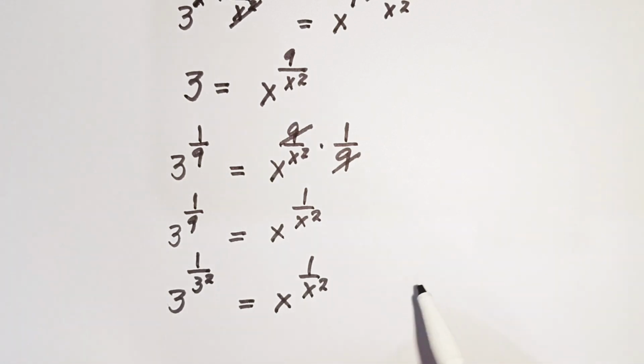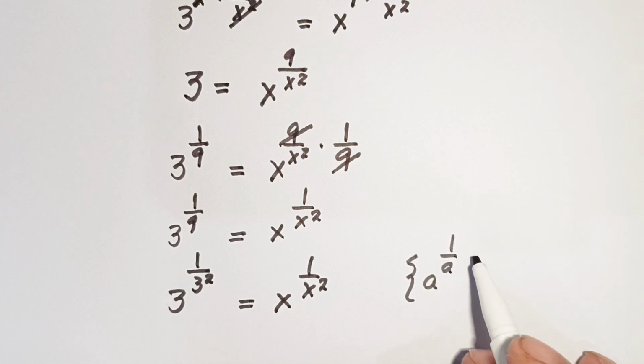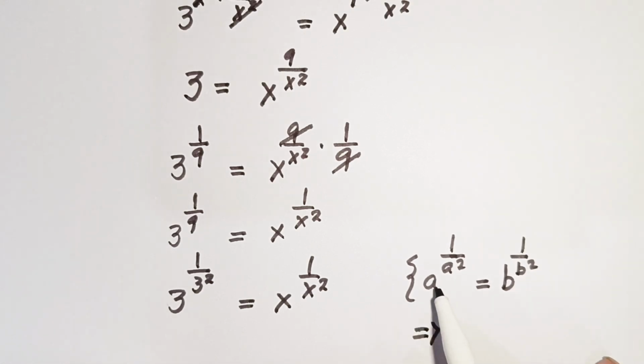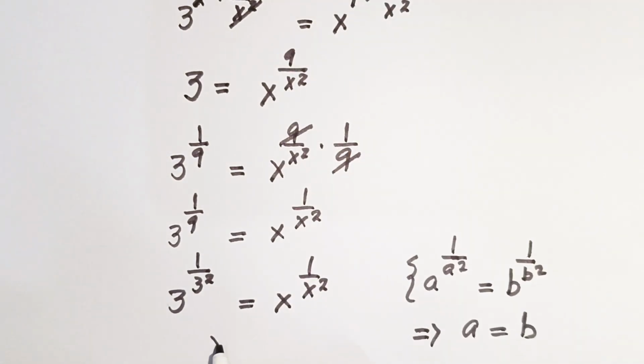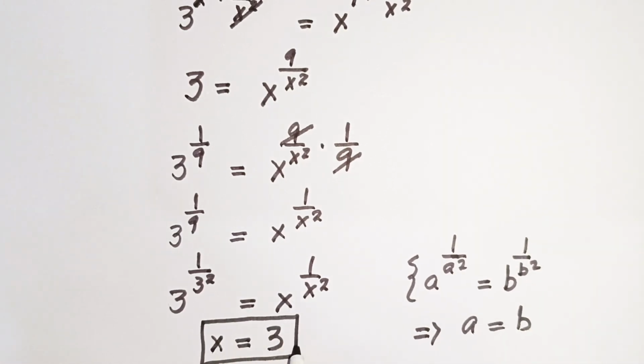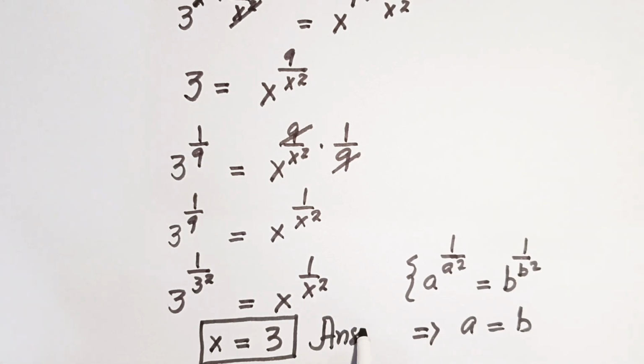Here we see that according to this exponential property, if we have a to the power 1 over a squared equal to b to the power 1 over b squared, then it will be equal that a is equal to b. Here we see that x is equal to 3, so x is equal to 3. It is our answer, that x is equal to 3. It is our value of x. So we have found the value of x by method number 1.